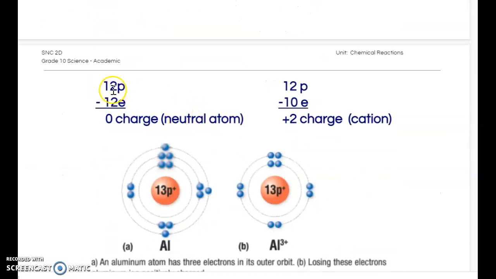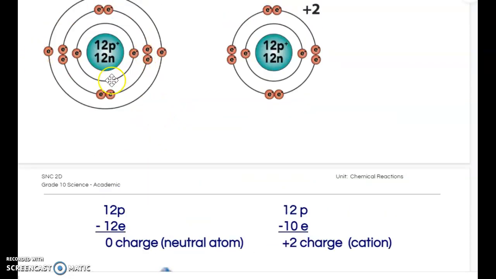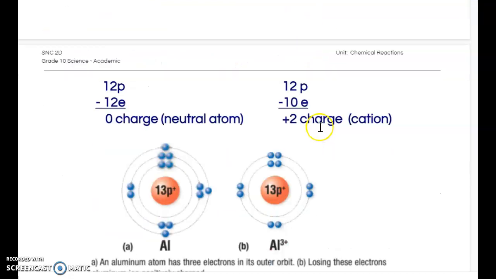So you can look here, neutral, this is unstable because it has these two extra electrons here, so it's unstable, and now it is stable. And you look at the Bohr-Rutherford diagram, 2 in the first shell, and then 8 in the second shell.